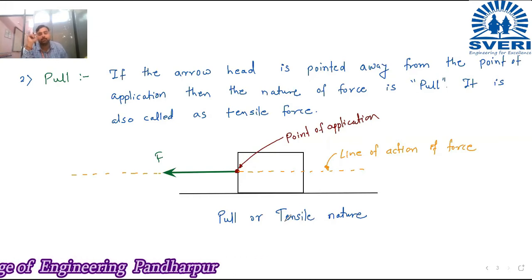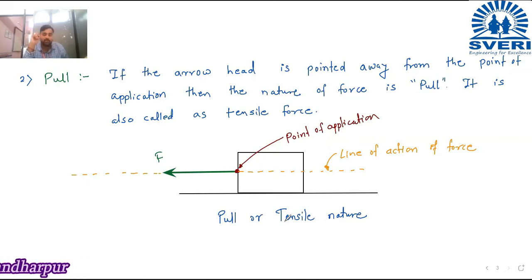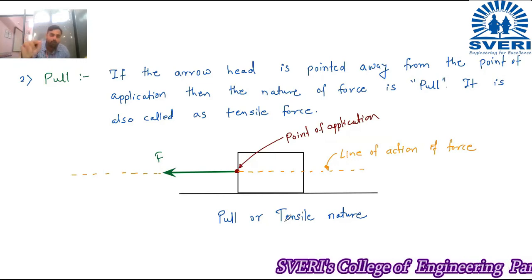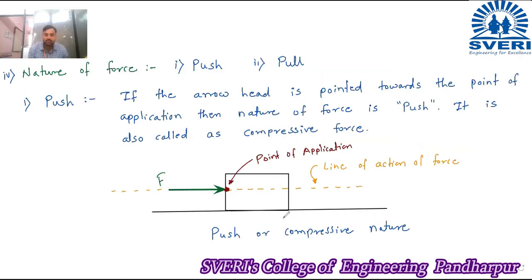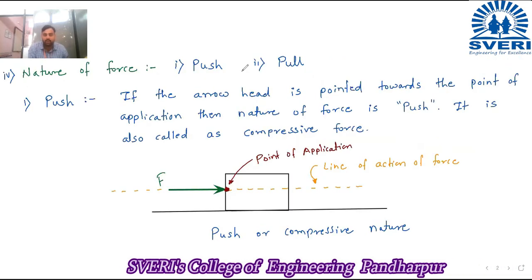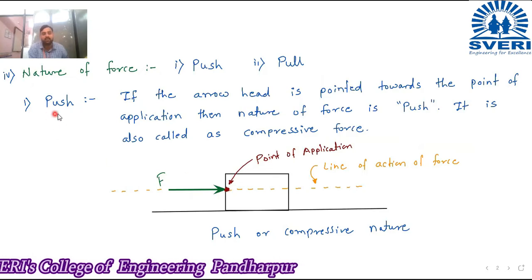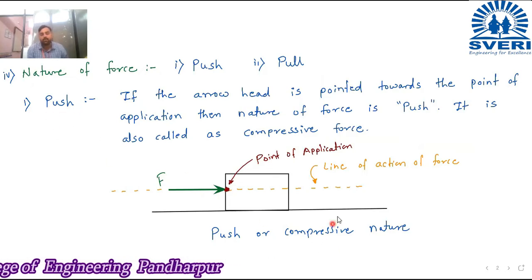Always you need to see the point of application first. First thing, what to look at? Always see where the point of application is, and see the arrowhead. If the arrowhead of the force is pointing towards the point of application, like the previous one, here you can see, it is pointing towards the point of application, then it is push or compressive.